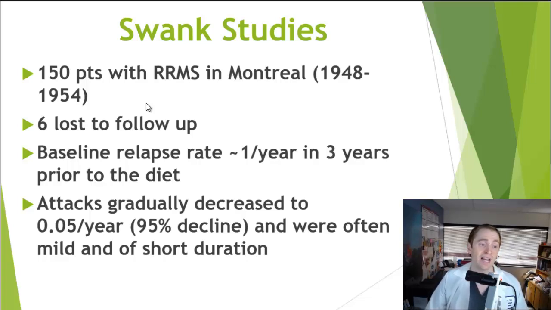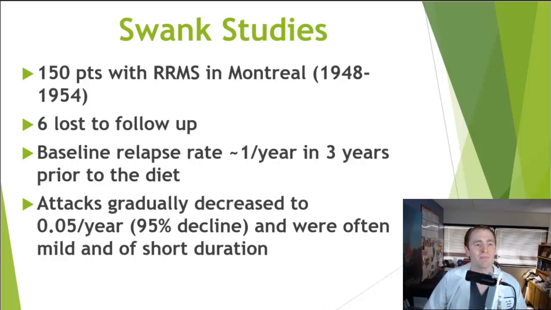Now, almost immediately, he lost 6 of his patients, and he has no results on them, and as the years went on, he had less and less patients that he was able to track down, but it's pretty remarkable that he was able to get such good and prolonged data, considering this study started in the late 1940s. So at baseline, these patients had a pretty high rate of relapses, about 1 per year, which is more than you would see in modern randomized trials, and that's in the 3 years prior to the diet. And while on the diet, attacks gradually decreased to only 0.05 per year on average, so a 95% decline, and most of these attacks were relatively mild and of short duration with good recovery.